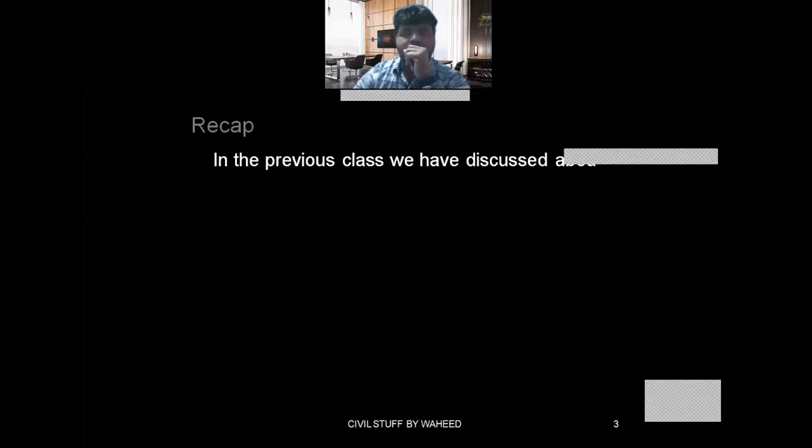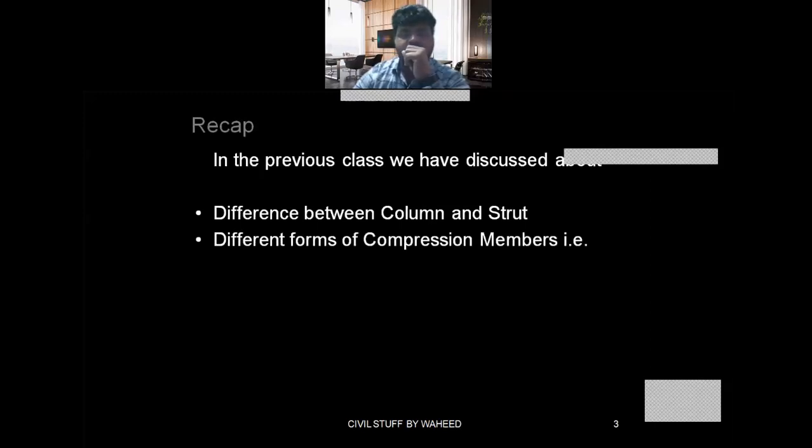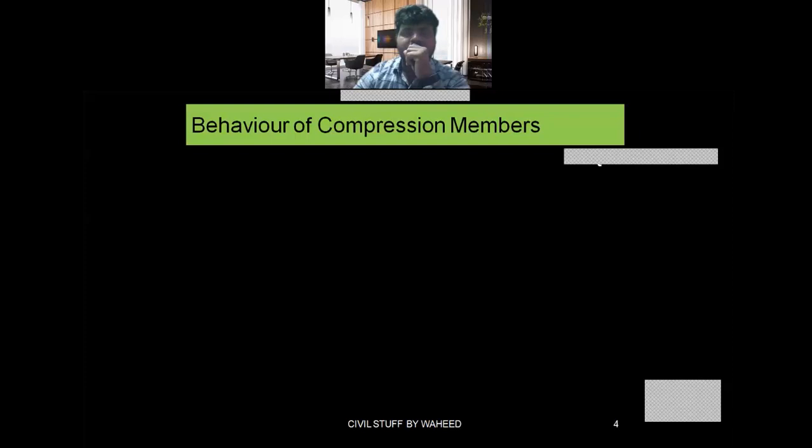In yesterday's class, we went through the introduction of compression members. What is the difference between a column and a strut? Next, what are the different forms of compression members? We have learned this: simple sections, rolled steel sections, and built-up sections. When we go for simple sections and when we go for built-up sections, we have seen in the previous class. Now today we'll see how the compression member will behave under the loading conditions.